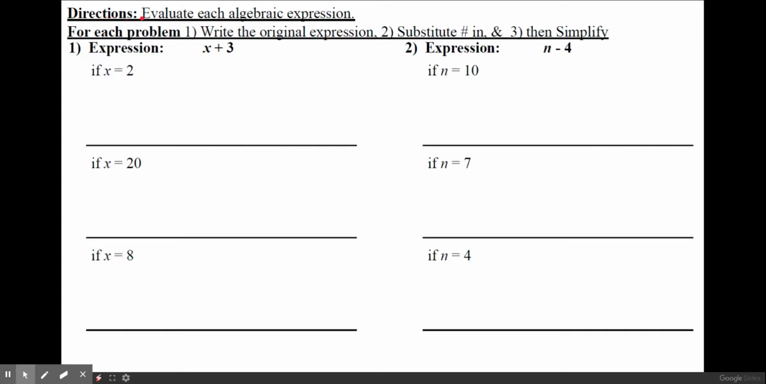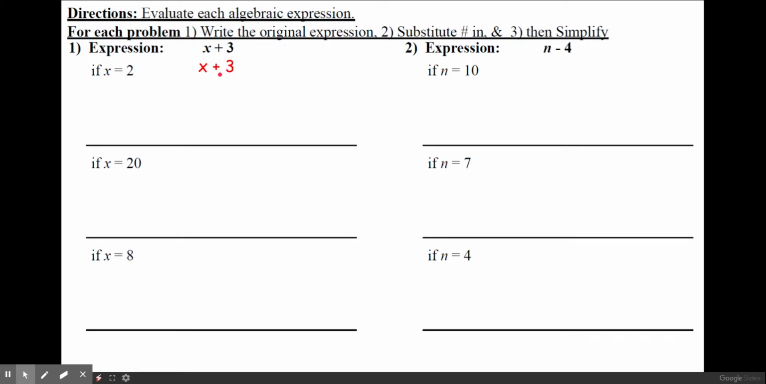Anyhow, let's continue. Directions: evaluate each algebraic expression. For each problem, first, write the original expression. Second, substitute the number in. And third, simplify. So this is the expression x plus 3. If we substitute in x equals 2, this is what we're going to do.